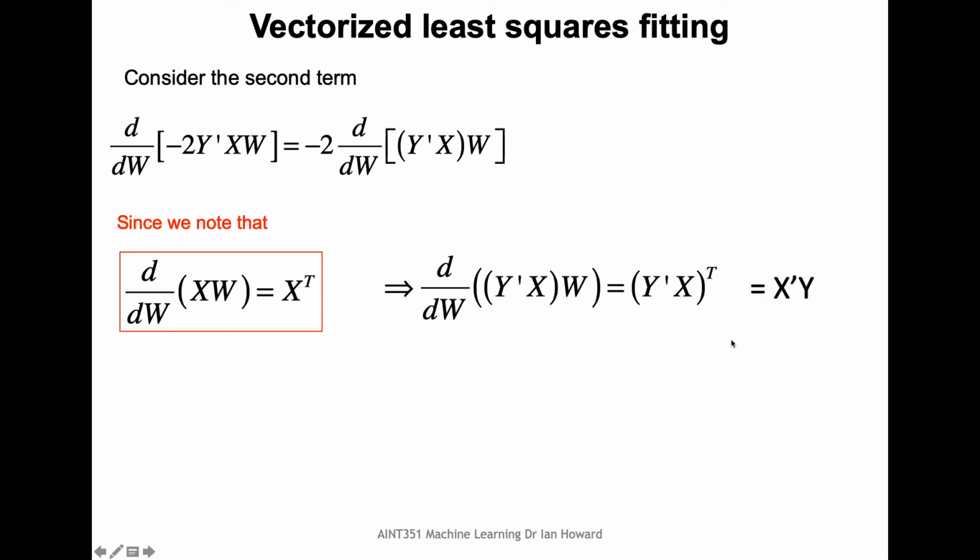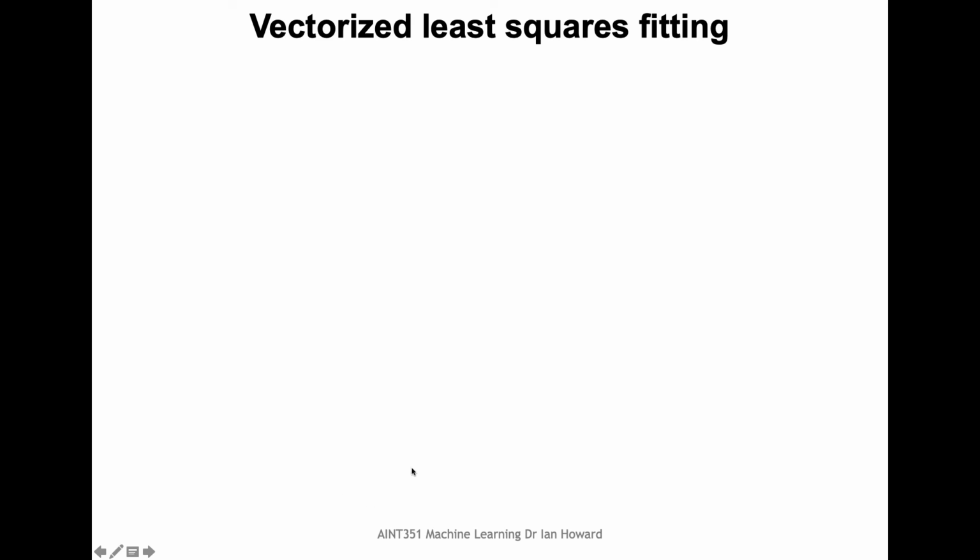And again, let's take the transpose inside the brackets. All we have to do is switch the order and transpose each matrix, so we end up with x transpose y, a nice simple expression. We put the minus 2 back in front of it, and we end up with ddw of minus 2 y transpose xw equals minus 2 x transpose y.